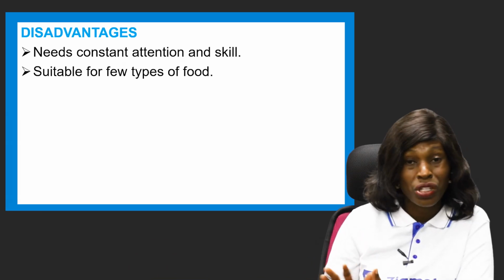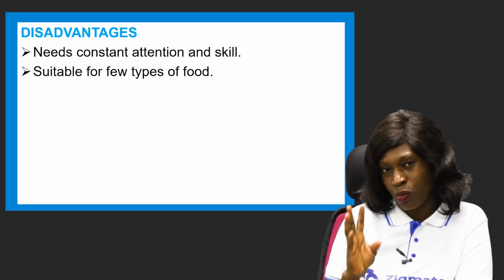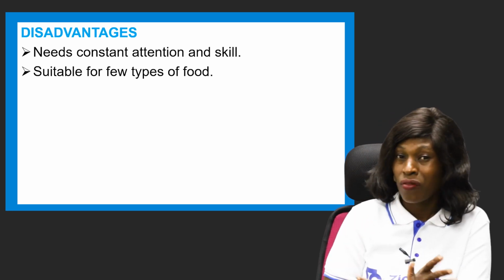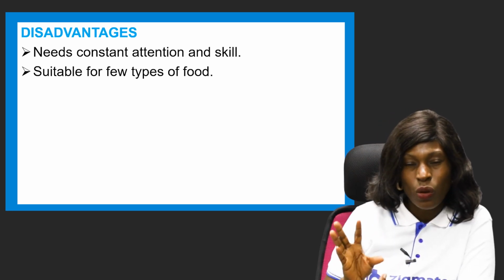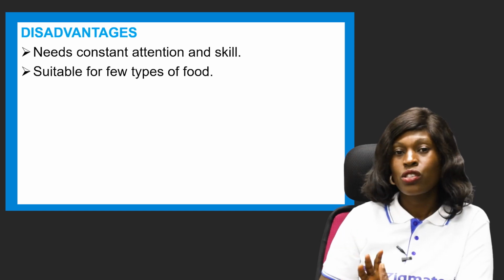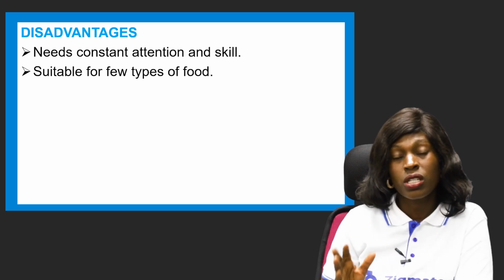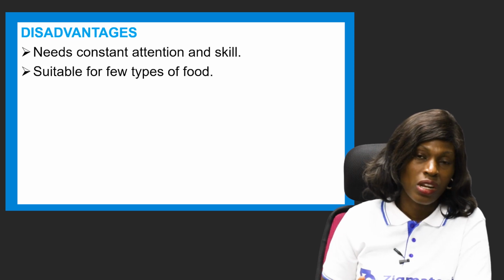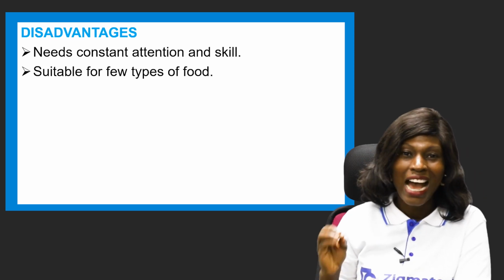You can't use poaching for every other type of food. It's just specifically for some types of food, just as we have listed: your eggs, your fish, and some of these other foods, veggies. You don't use it for almost every other type of food. You have to use suitable types of food.